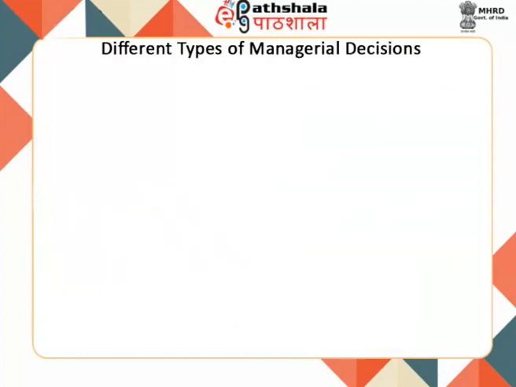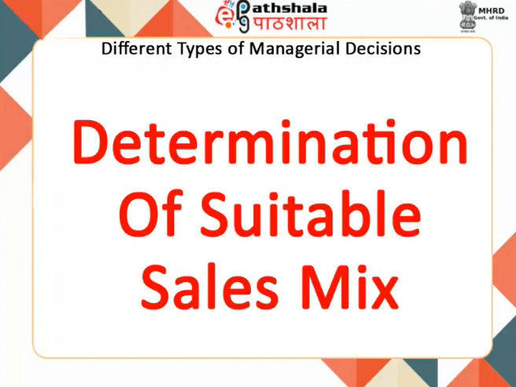Let us now move on to discuss the different types of managerial decisions and understand the mechanism of making decisions under various situations and available alternatives with the help of a few examples. Let us begin with the determination of suitable sales mix. Any business firm which manufactures more than one product generally faces a decision problem as to in what proportion the product should be manufactured and sold, that is, what should be the composition of its sales mix. In other words, the firm has to decide as to how much quantity of which product should be manufactured and sold. The CVP analysis technique helps in determining the best sales mix of the firm.